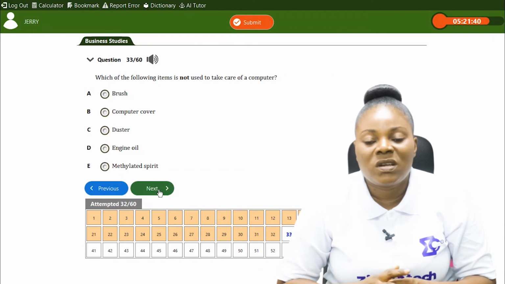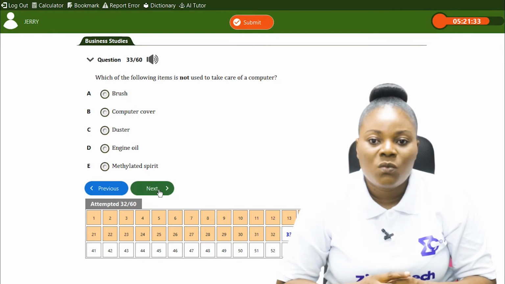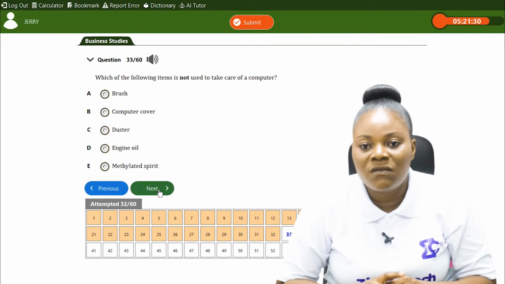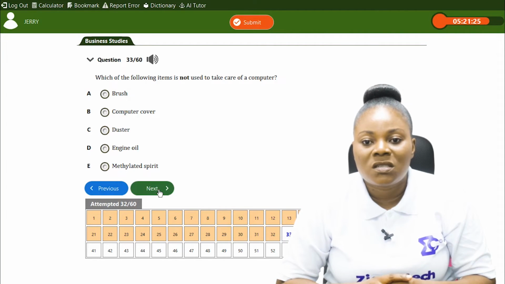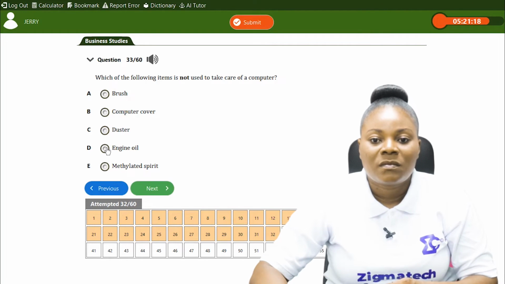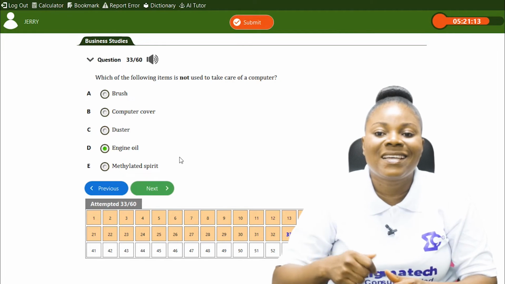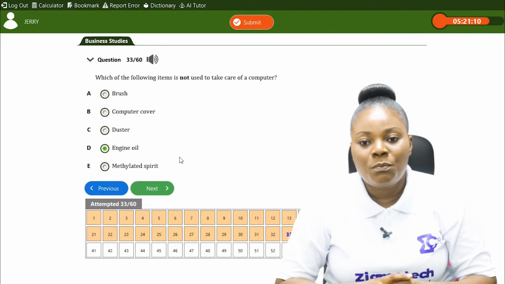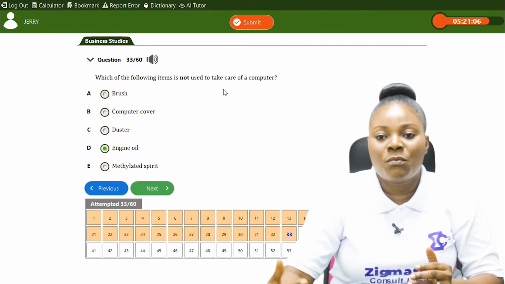The next question, question 33, says, which of the following items is not used to take care of a computer? We have brush, computer cover, duster, engine oil, mentholated spirit. The answer is option D, engine oil. Engine oil is mostly used to lubricate the internal part of a machine, but the other items can be used to take care of your computer daily.